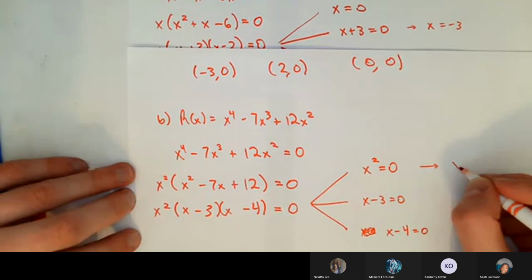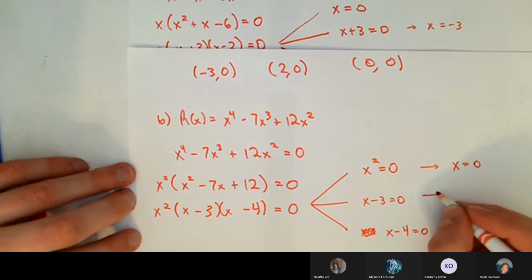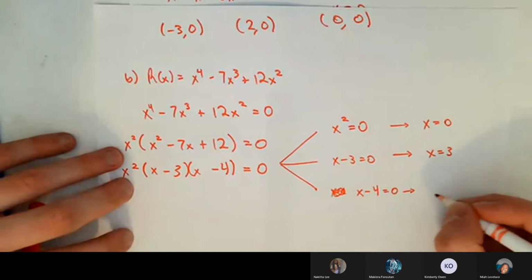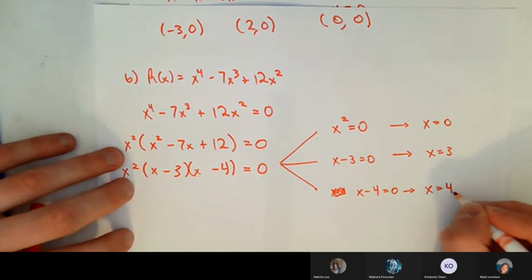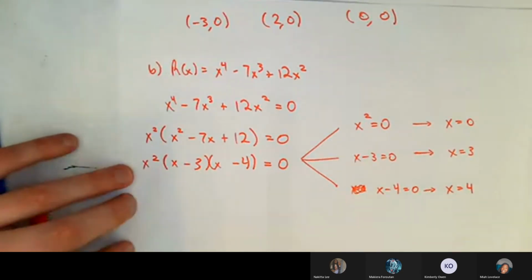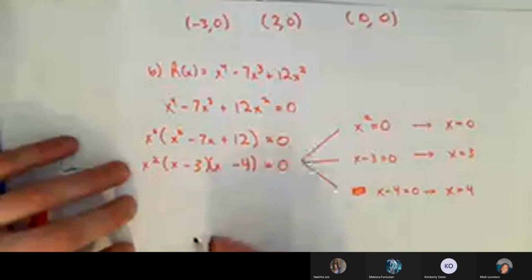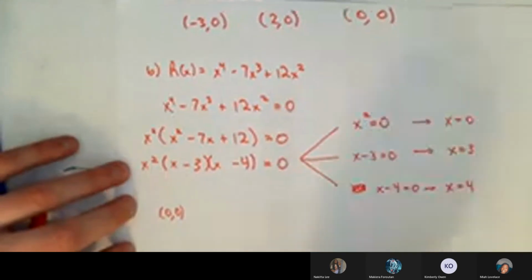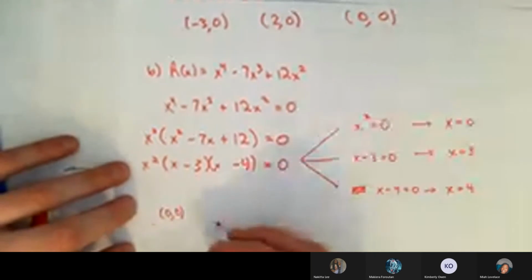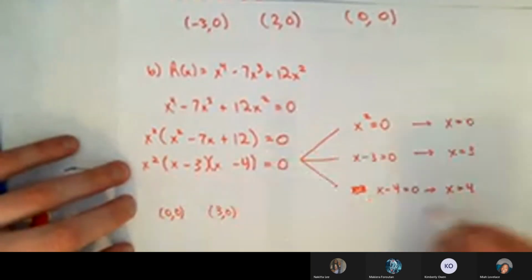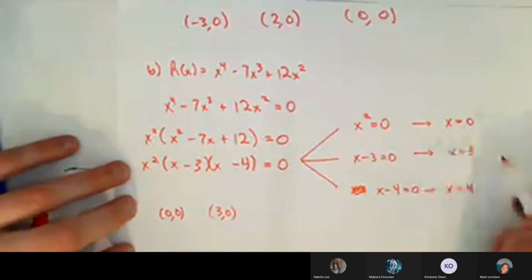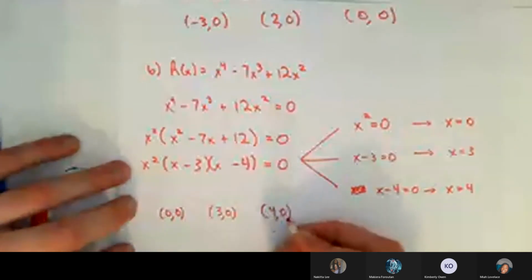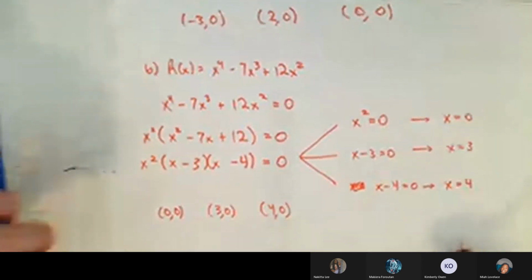And x squared equals 0 just means x equals 0. x minus 3 equals 0 means x is 3. And x minus 4 equals 0 means that x is 4. So I have 3 x-intercepts again. One at (0, 0), coming from this root. One at (3, 0), coming from this root. These are so-called roots of the equation. And then one at (4, 0), coming from this root.